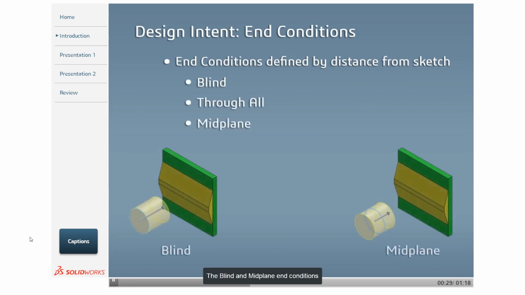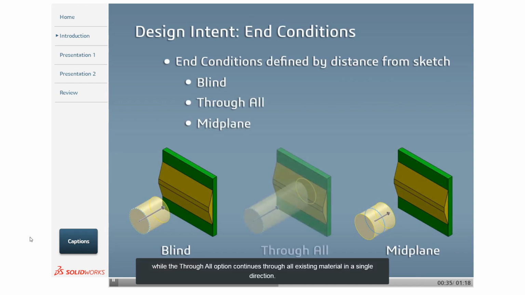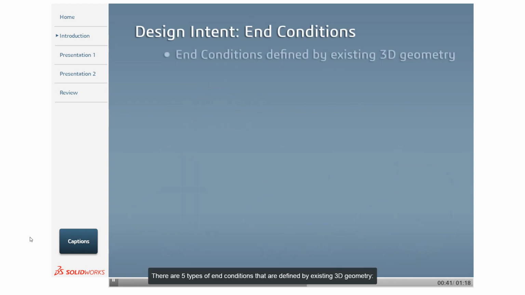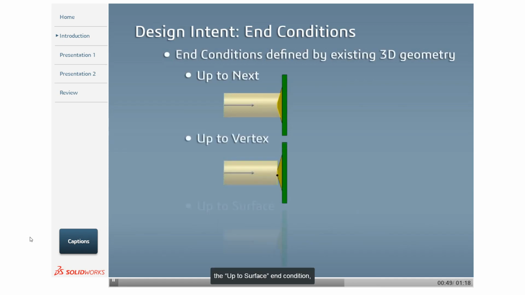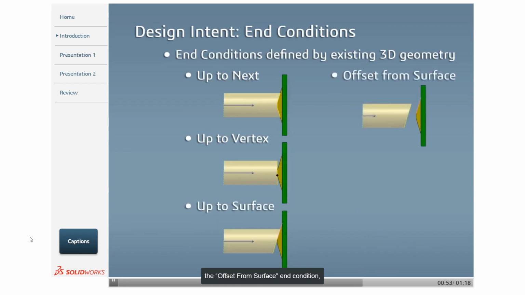The blind and mid-plane end conditions are set by specifying a finite distance away from the sketch plane, while the through-all option continues through all existing material in a single direction. There are 5 types of end conditions that are defined by existing 3D geometry: the up-to-next end condition, the up-to-vertex end condition, the up-to-surface end condition, the offset from surface end condition, and the up-to-body end condition.